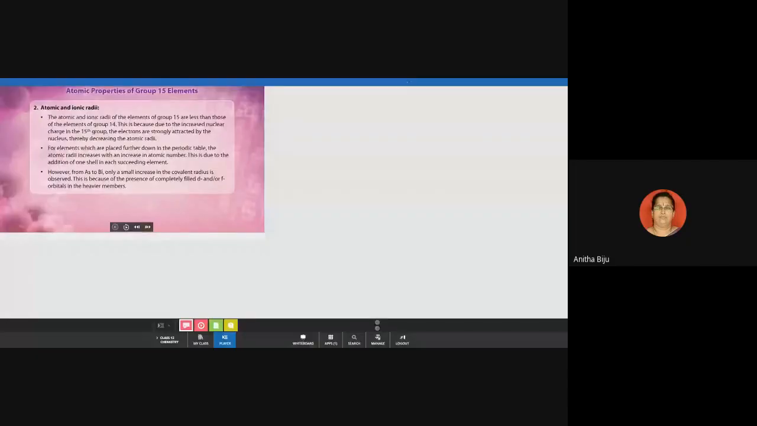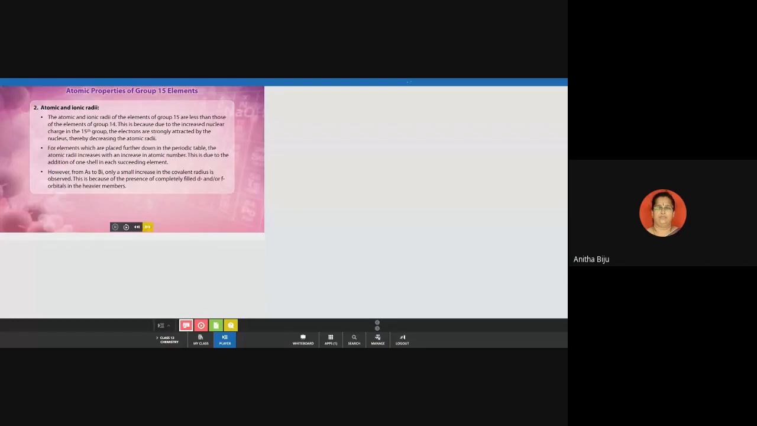What is the reason behind it? The reason is the increase in nuclear charge. What do you mean by increase in nuclear charge? The number of protons as well as the number of electrons increases by 1 unit, but the number of main energy levels remains the same. Because of this, the size decreases. So this is important: comparison of 14th group and 15th group elements.